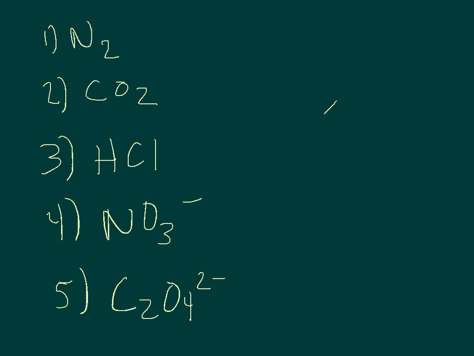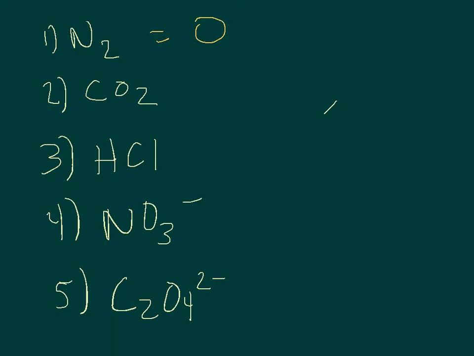Now, let's do some examples. Let's assign some oxidation numbers to every single atom that exists in each of these examples. So, I've already mentioned that all atoms in their natural state have an oxidation state of 0. So N2, found in nature as N2, will have an oxidation state of 0.